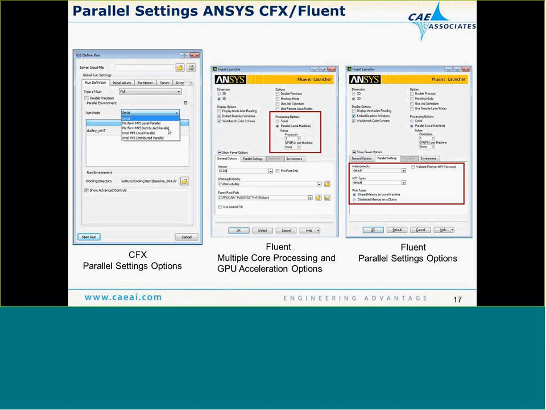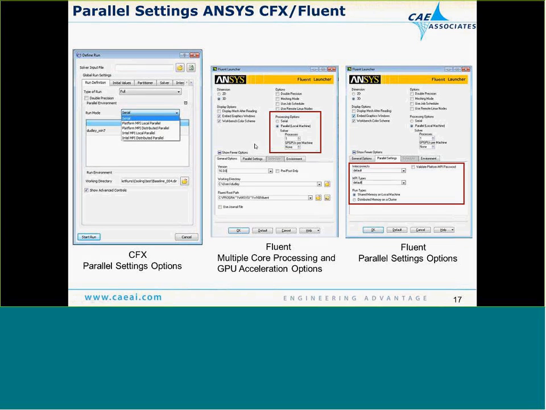So for Fluent launchers, it's very similar. We have our processing options that I've highlighted in the red box. You select serial or parallel. Obviously, if we want to go parallel, we're going to be parallel. And we select the number of processes and or if we want to use GPU acceleration, the GPU per machine. Fluent also has the ability to have a couple more advanced parallel settings.